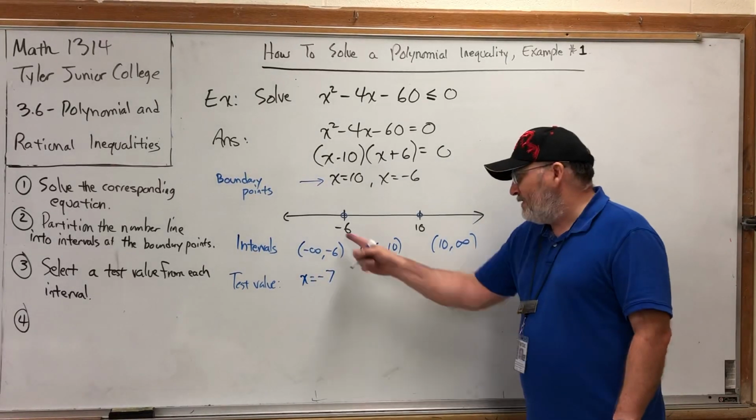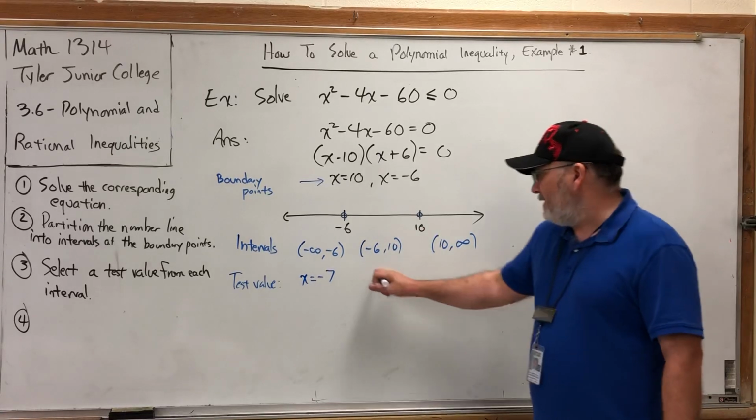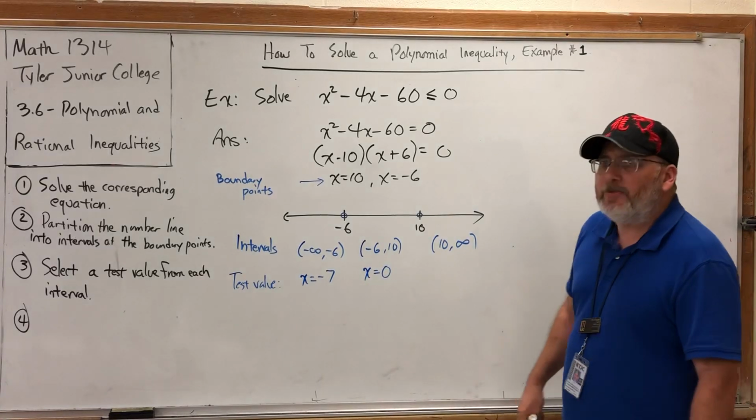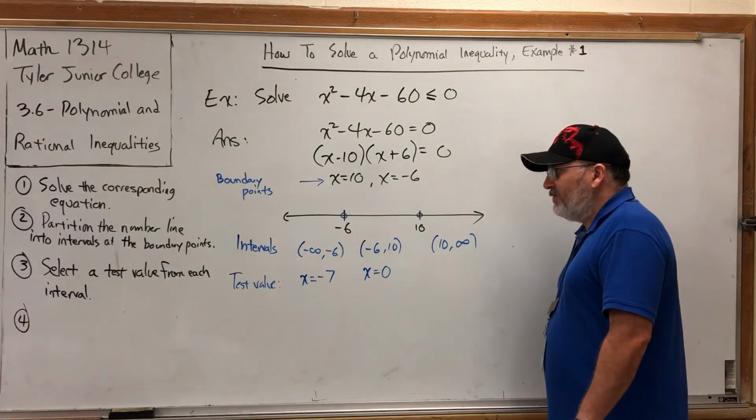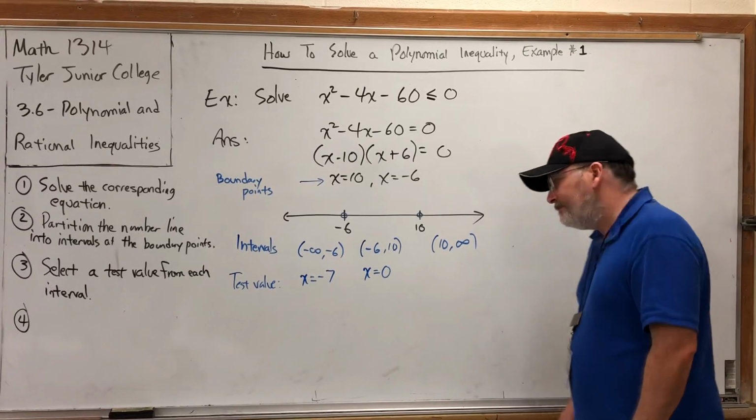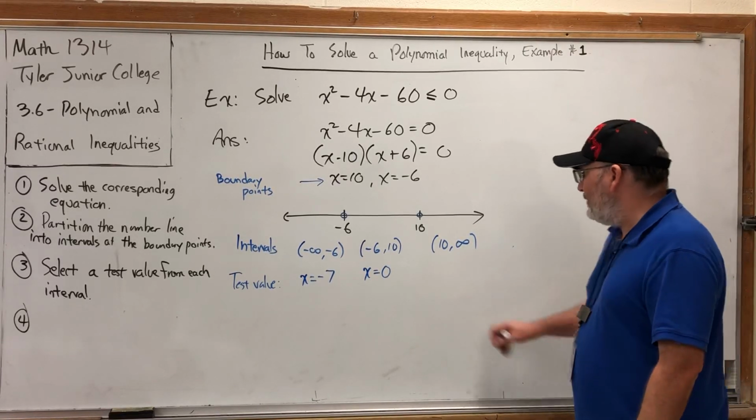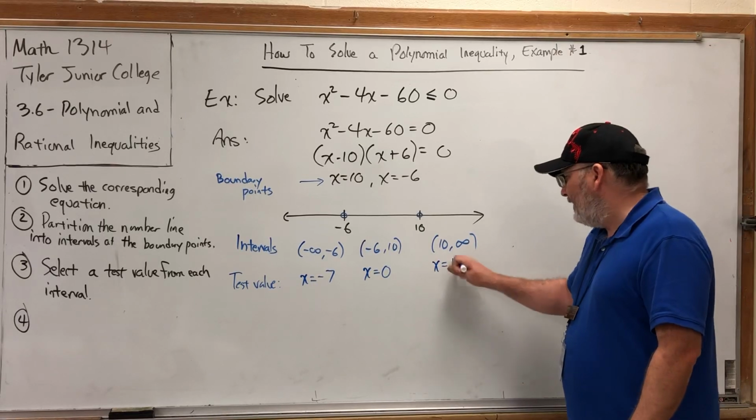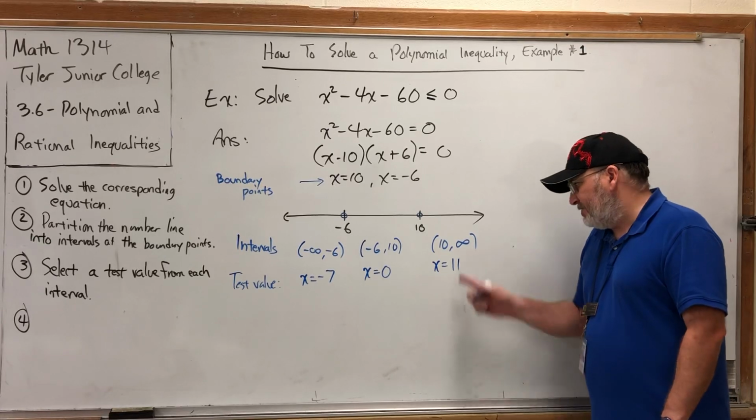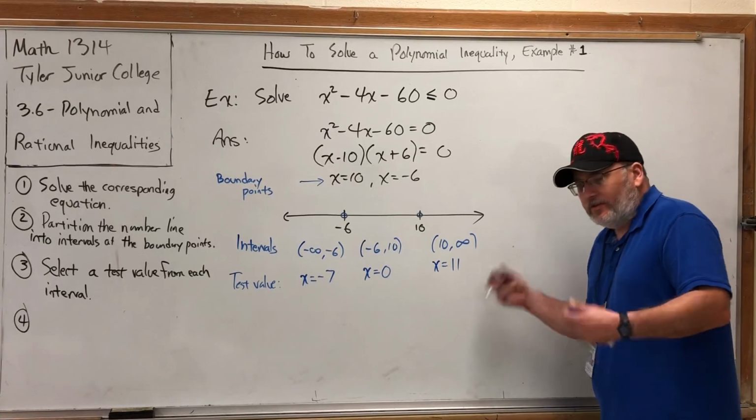For the next one, anything between negative 6 and 10, let's pick x equals 0. Pick 0 when it's an option. And if it's not a boundary point, it will be an option in exactly one interval. And then a test value to the right of 10 might be 11. It really doesn't matter. I could have picked 1 billion or 900 or 17. Just as long as it's in the interval, it will suffice.